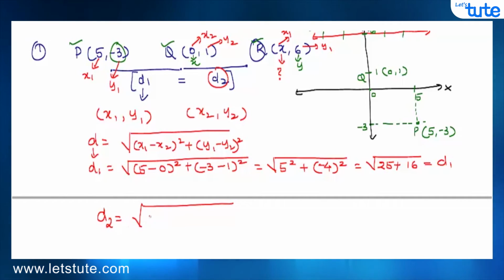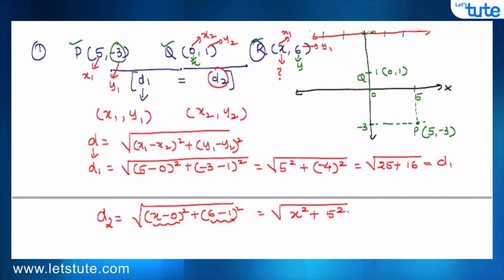Fine. So applying the values, we'll get x1, that is x, minus x2, that is 0, whole squared, y1, that is 6, minus y2, that is 1, the whole square. On simplification, we will get x minus 0, so it will become x squared. 6 minus 1, we will get 5, so this is 5 squared. So we will get x squared, because we don't know the value of x. 5 squared is 25. So this becomes our D2. According to the condition we have here, D1 is equal to D2. Fine. Let's go down.